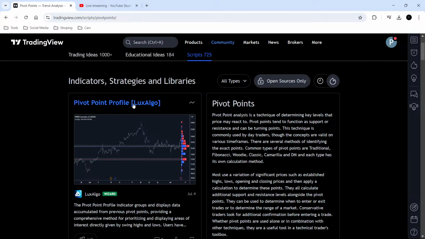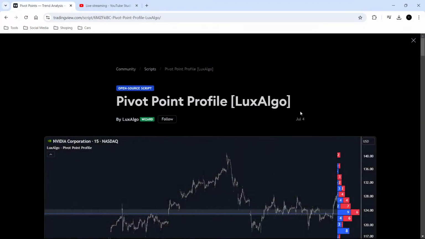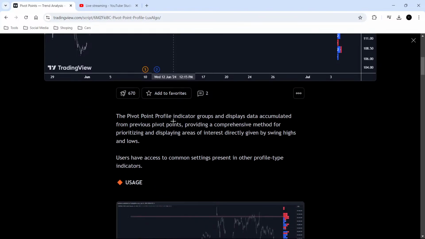So the first one is the pivot point profile. I will actually get into this. Pivot point profile by Lux Algo. The pivot point profile indicator groups and displays data accumulated from previous pivot points, providing a comprehensive method for prioritizing and displaying areas of interest directly given by swing highs and lows.